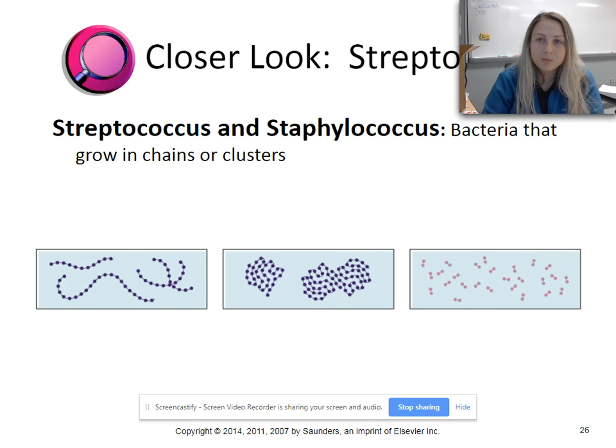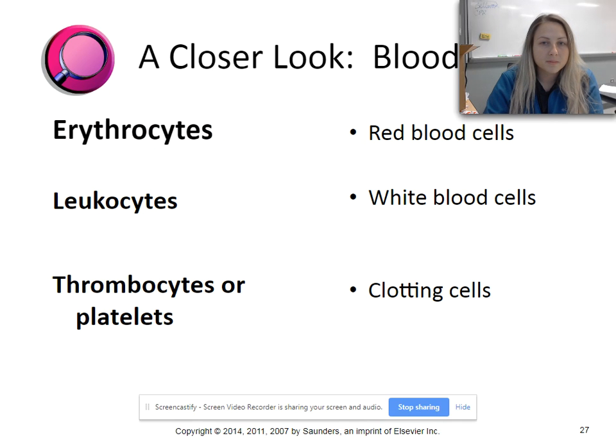There's bacilli, which are rod-shaped. There's spirochetes. There's all sorts. So these are just kind of the most common that cause bacterial infections in humans.